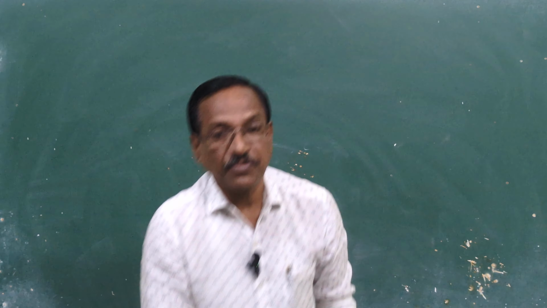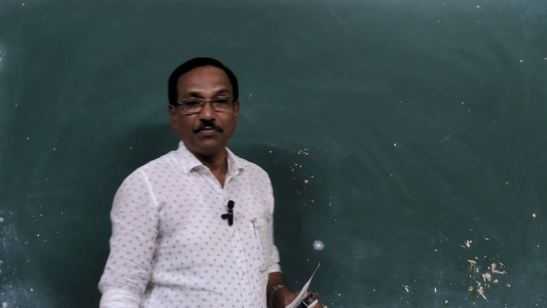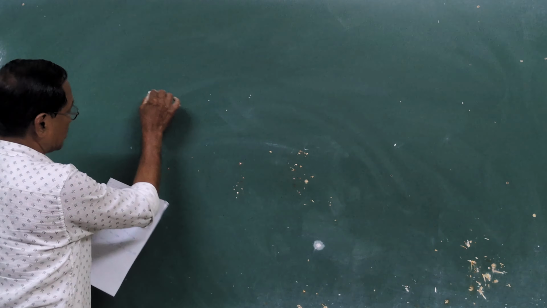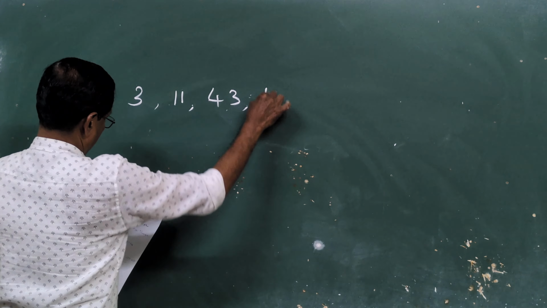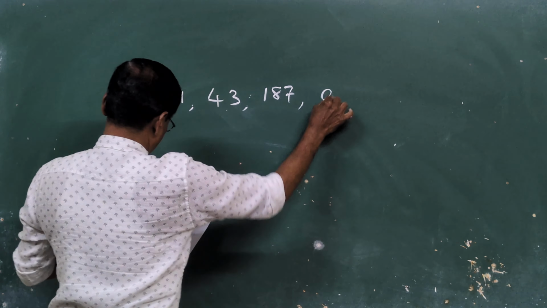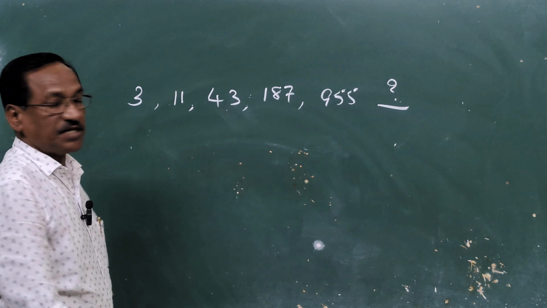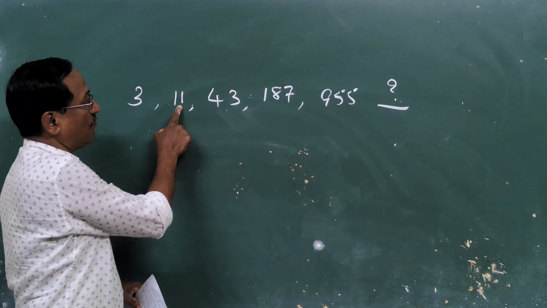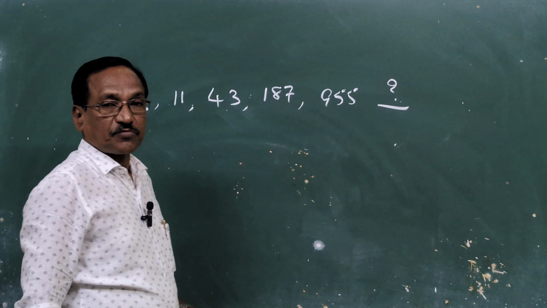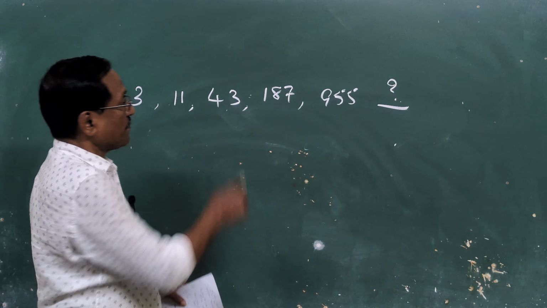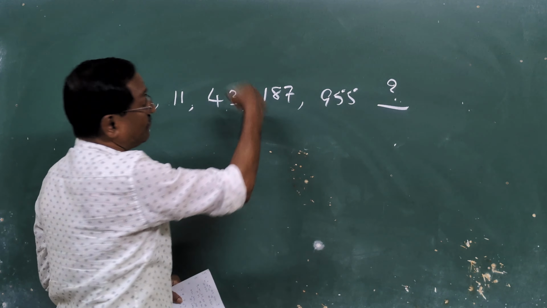I shall give you some examples and let us see how the missing number can be identified. Consider the sequence 3, 11, 43, 187, 955. Then what is the missing number? This is the question. A sequence is given as 3, 11, 43, 187, 955. So here you can see that the number is 3, then 11, then 43, then it becomes 187.